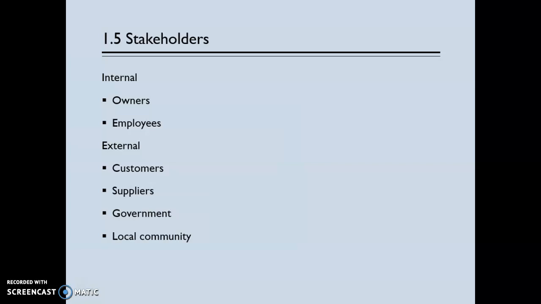And then the local community, yes, they might be customers, they might also be employees, but the local community are also affected by things like congestion and pollution coming from businesses, rubbish and litter from your local KFC, and so on. So all of those things affect the local community, and they can affect the business and what they're aiming to do in the future.